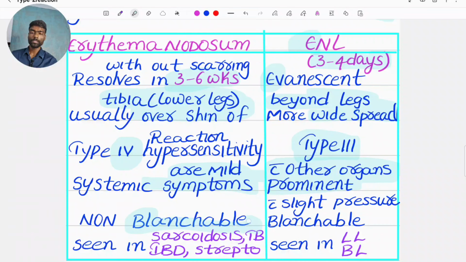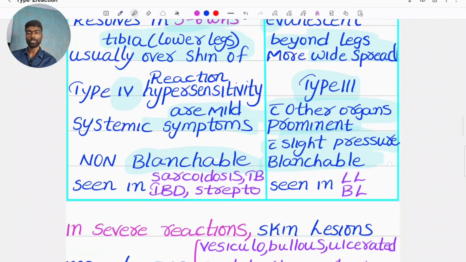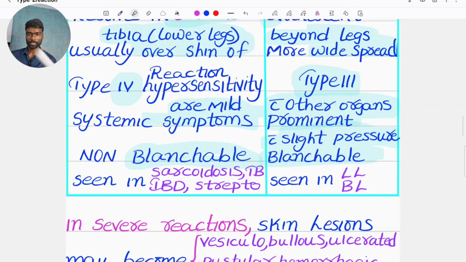Erythema nodosum is non-blanchable. Here it is blanchable even with slight pressure with the finger. If we press the lesion with the finger with the slightest pressure, erythema will subside, and after releasing the pressure, erythema will reappear. This is nothing but blanchable. Erythema nodosum is seen in many cases: inflammatory bowel disease, sarcoidosis, TB, streptococcal infection. Many causes are there.